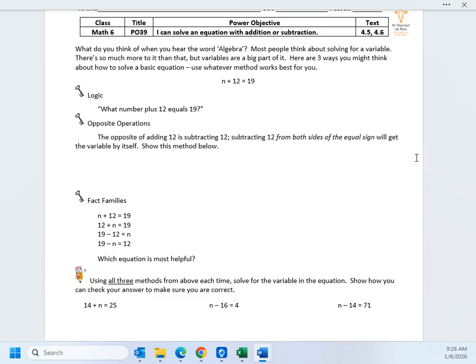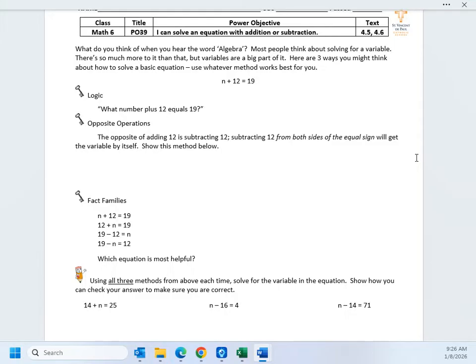So here are 3 ways we might think about how to solve a basic equation, and we're going to use whichever method works for us. So we're going to learn all 3 methods, and in today's objective and the next objective, we will be using which method works for us. As we get into more complicated equations, we're going to narrow it down to which method we have to use.